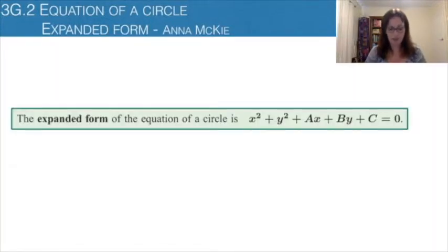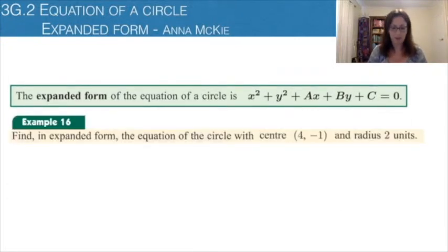So the expanded form of the equation of a circle is x squared plus y squared plus ax plus by plus c equals 0. Now our previous video was on the general equation of a circle in center radius form. So we've got two examples to work on here.